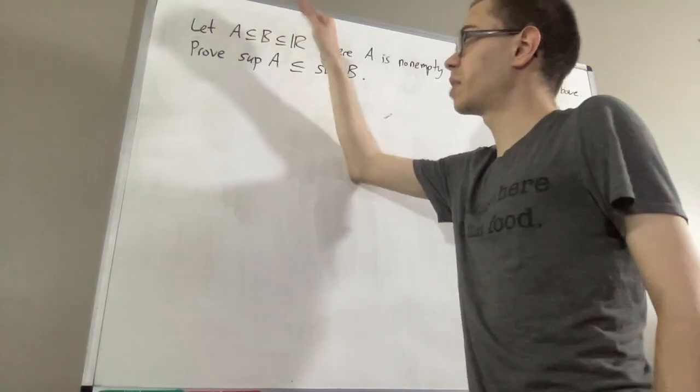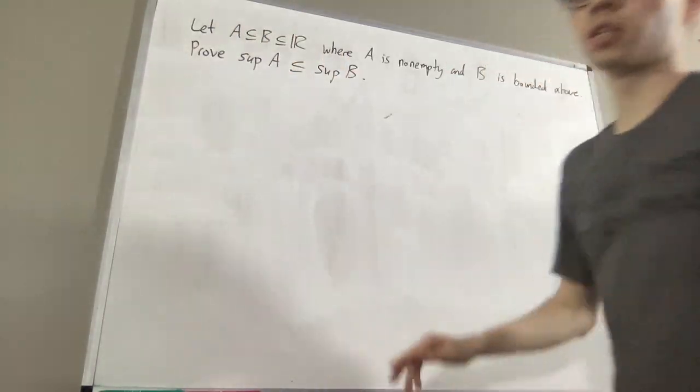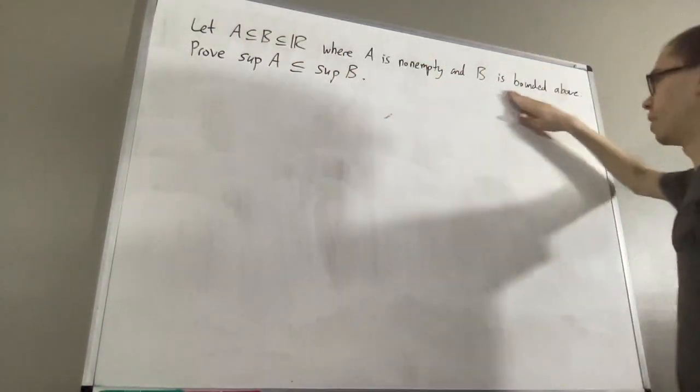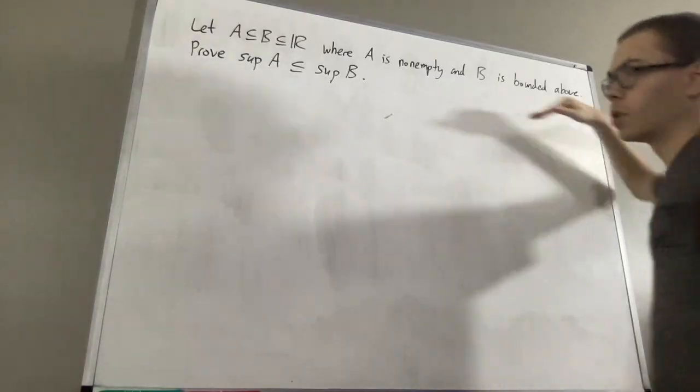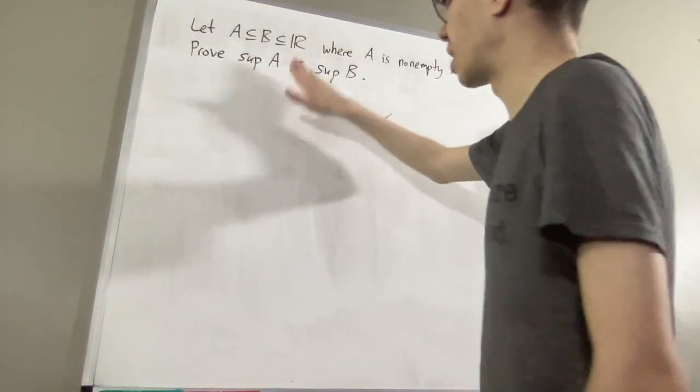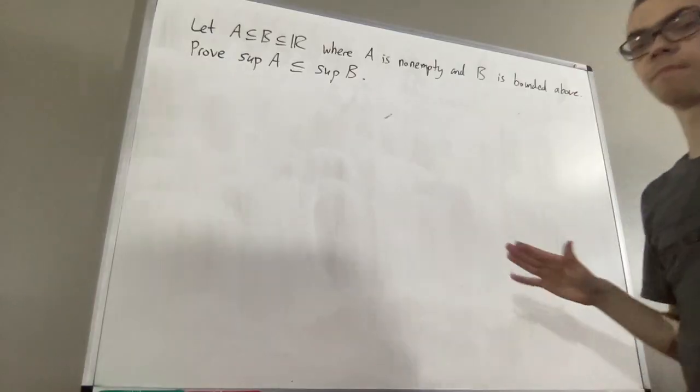Let A be a subset of B, which is a subset of the real numbers, where A is not empty and B is bounded above. Prove that the supremum of A is less than or equal to the supremum of B.